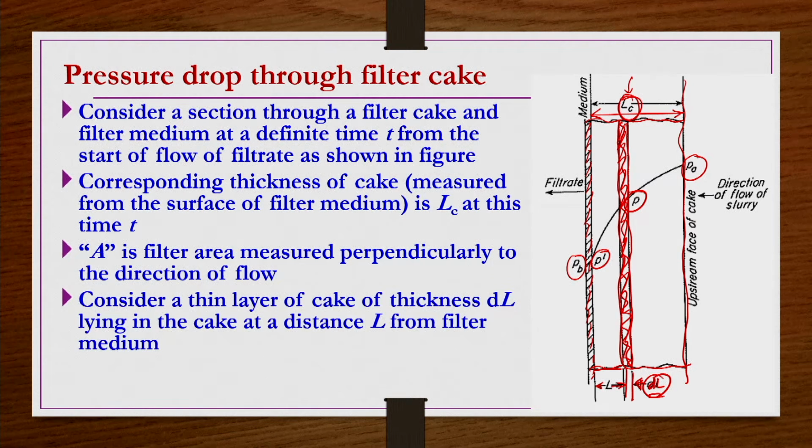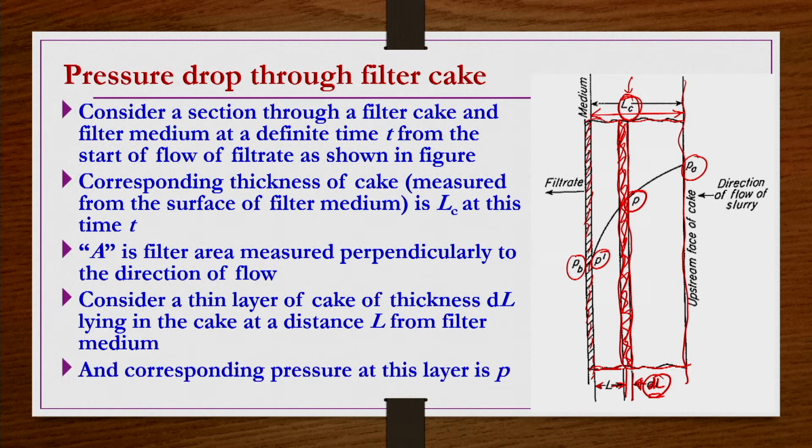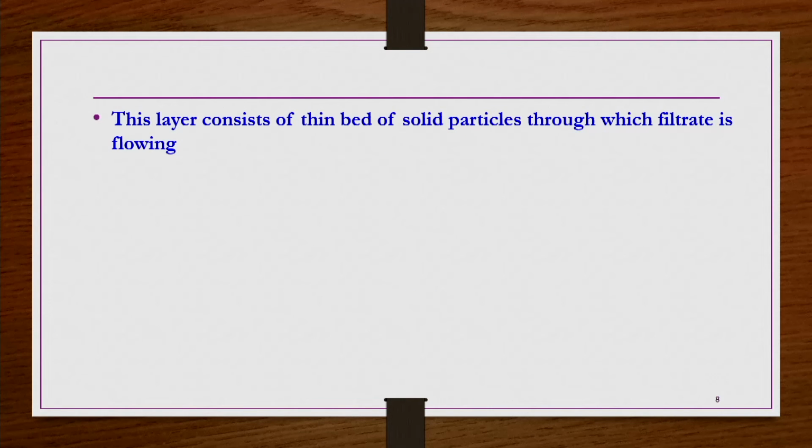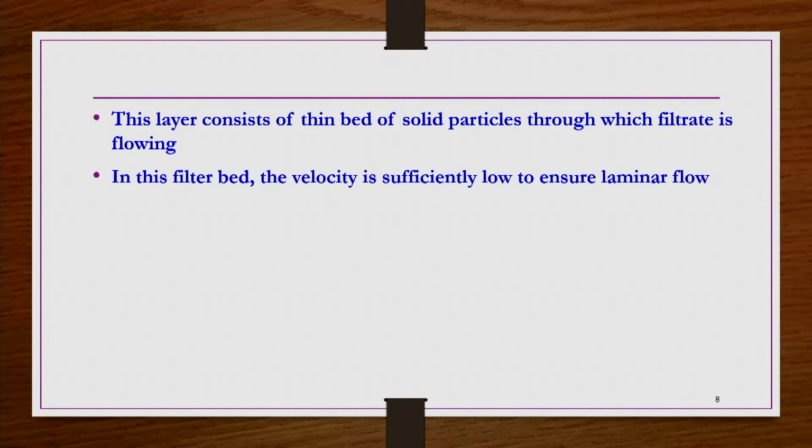Consider a thin layer of cake of thickness dl lying in the cake at a distance L from the filter medium, and the corresponding pressure at this layer is P. Then this layer consists of a thin bed of solid particles through which filtrate is flowing. So, in this filter bed the velocity is sufficiently low.